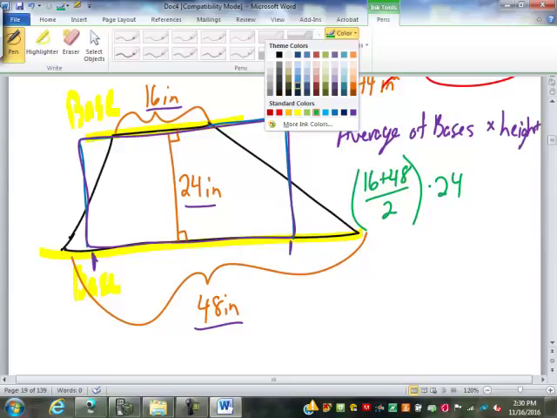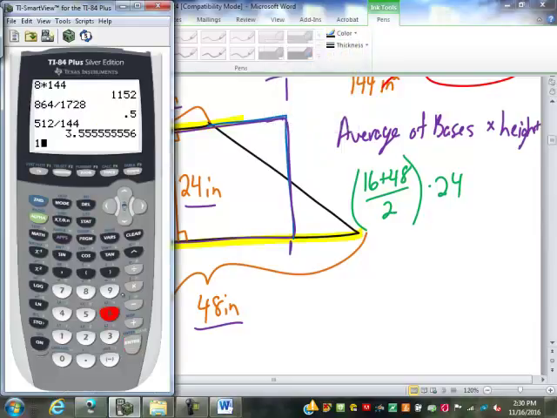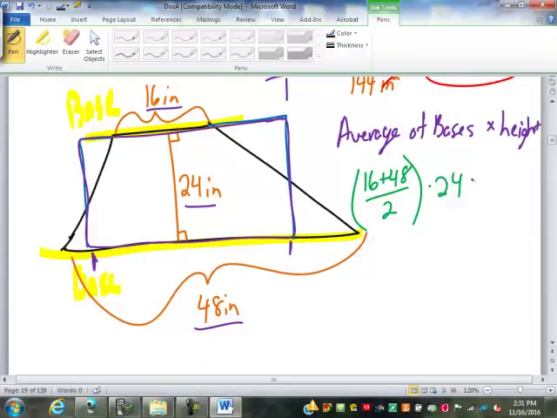Now when you do this on the calculator, you type in the 16 plus 48. Make sure you hit equals before you divide by 2. Otherwise, it's just going to divide the 48 because order of operations says you divide before you add. So 16 plus 48 gives us 64. We divide that by 2 to get 32. Times 24 is 768.